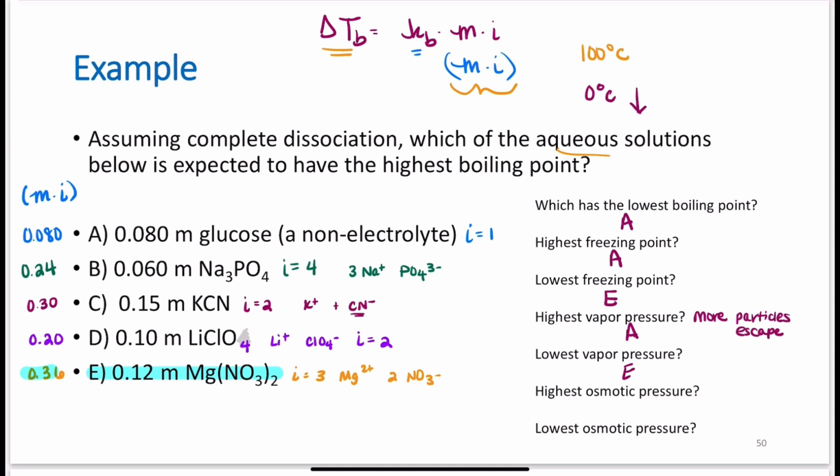Osmotic pressure. The high osmotic pressure, remember P equals MRT times i. R and T are constants here. If I'm doing them at the same temperature, I'm measuring what this is going to happen. It's going to be the most concentrated to have that highest osmotic pressure. It's going to be the least concentrated to have that lowest osmotic pressure.